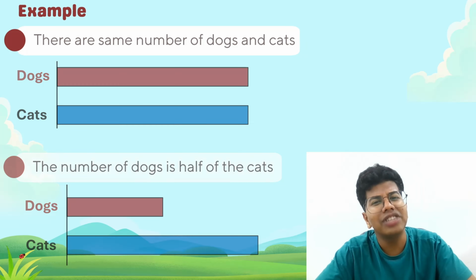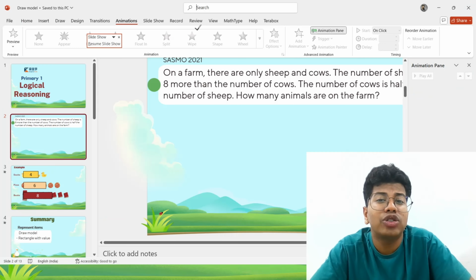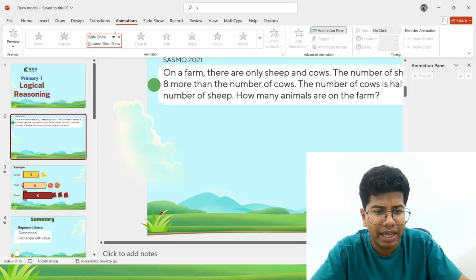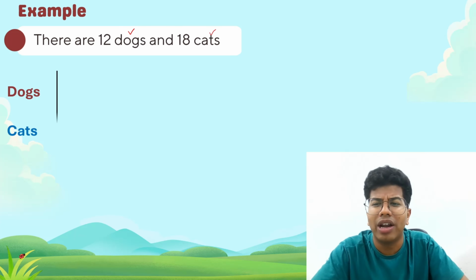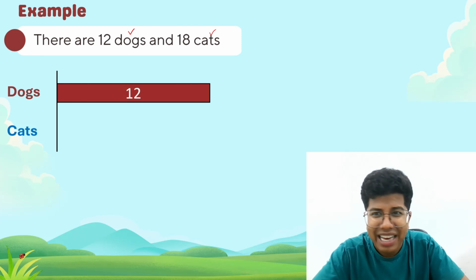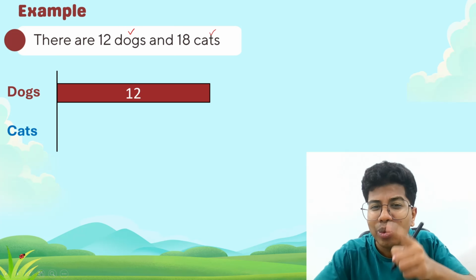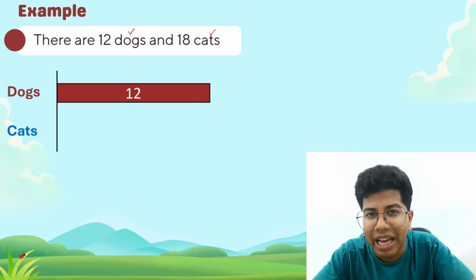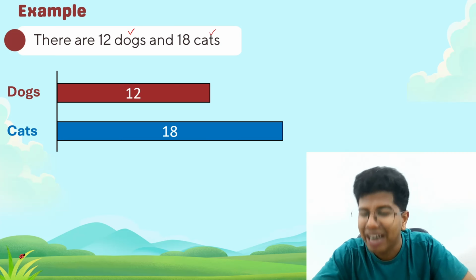Now let's try to understand more on this model thing. Let's say there are 12 dogs and 18 cats. Here I actually know the number, that is the number of dogs and cats. So let's say if I want to draw a model, how many dogs do I have? Perfect, 12. Now, how many cats do I have? So this 18 has to be bigger than this 12 or smaller than? Perfect, bigger than. So I'll draw a bigger rectangle which is marked 18.